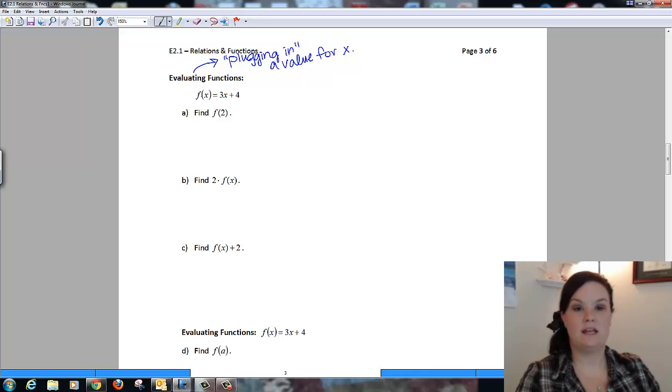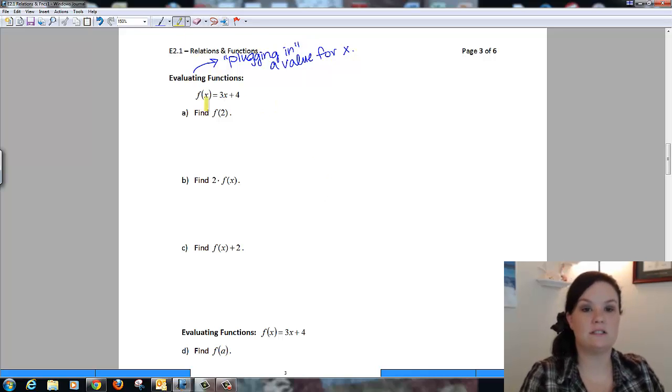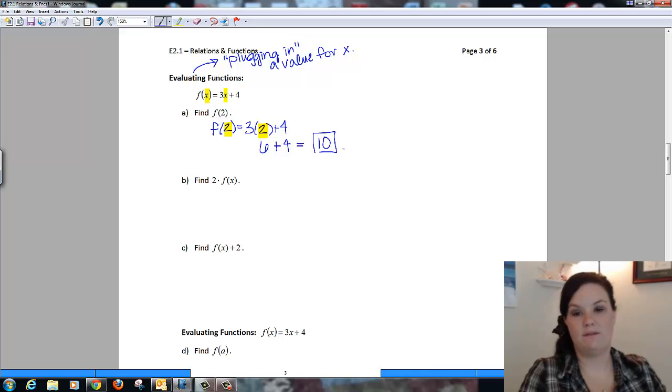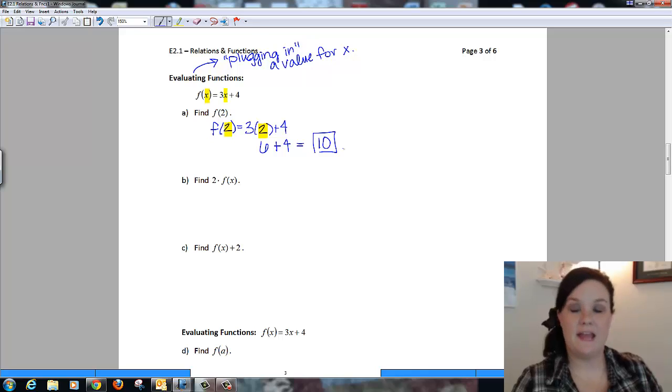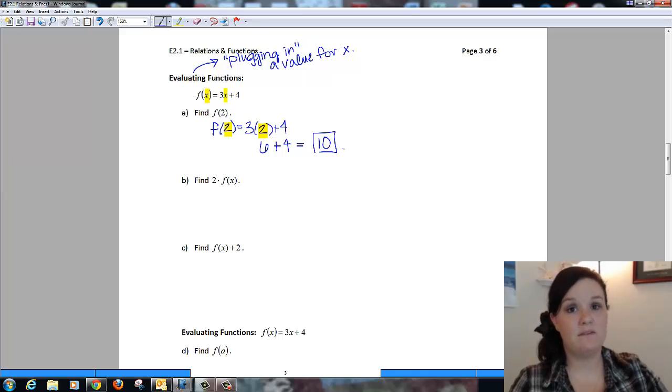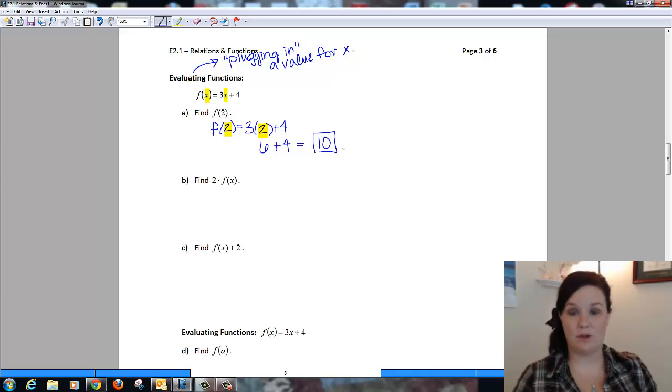Okay, so on this first one, they give us f of x equals 3x plus 4. So notice, whatever is inside the parentheses, that's what's going to go in for x. So here we have f of 2. Since 2 is inside our parentheses, 2 is going to go in for x. So I do 3 times 2 plus 4. Okay, again, whatever's inside our parentheses goes in for x, and then we just simplify. So 3 times 2 is 6, plus 4 gives me 10. So f of 2 is 10. Or the f function evaluated at the input value of 2 gives me an output value of 10.